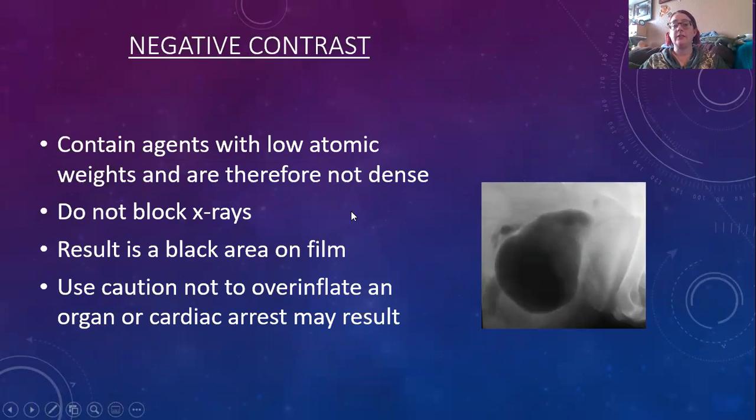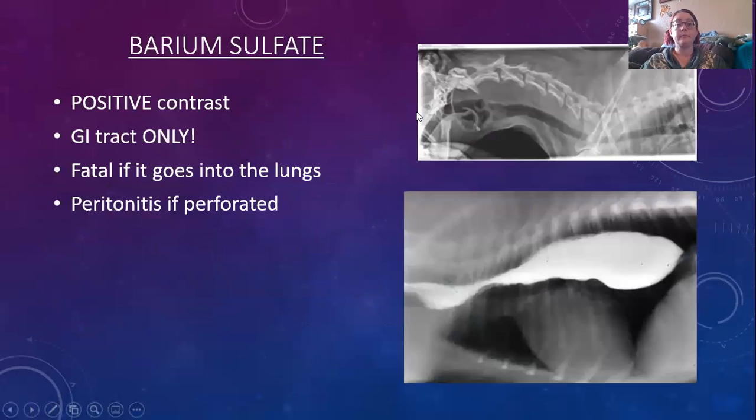Negative contrast is going to be agents with low atomic weights, like air. So we can introduce air into our patient. It's not going to block X-rays. Radiation will pass through without being stopped. And this will give us a black area on the film. So negative contrast is going to be like radiolucent. It will pass through unhindered. We do have to be careful not to overinflate the organ, or we could have issues similar to that of a GDV, where we could have potentially too much pressure and cardiac arrest.